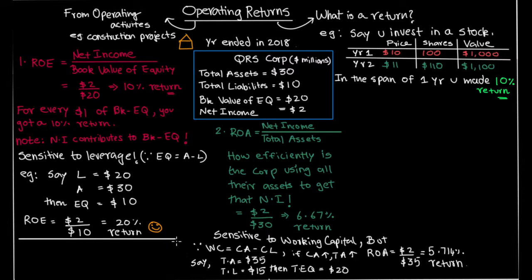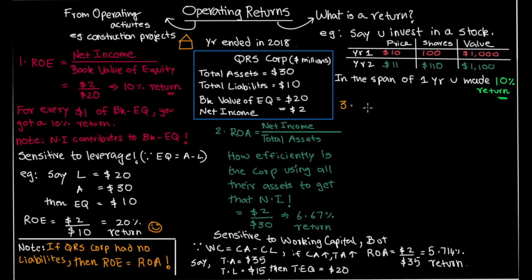So okay, you're telling me it'll give me a ratio that is not sensitive to many things. So before that, let us note that in these two ratios, if the QRS Corp had no liabilities, what would happen? Right? If they had no liabilities, the return on equity would be equal to the return on assets. So think about that.